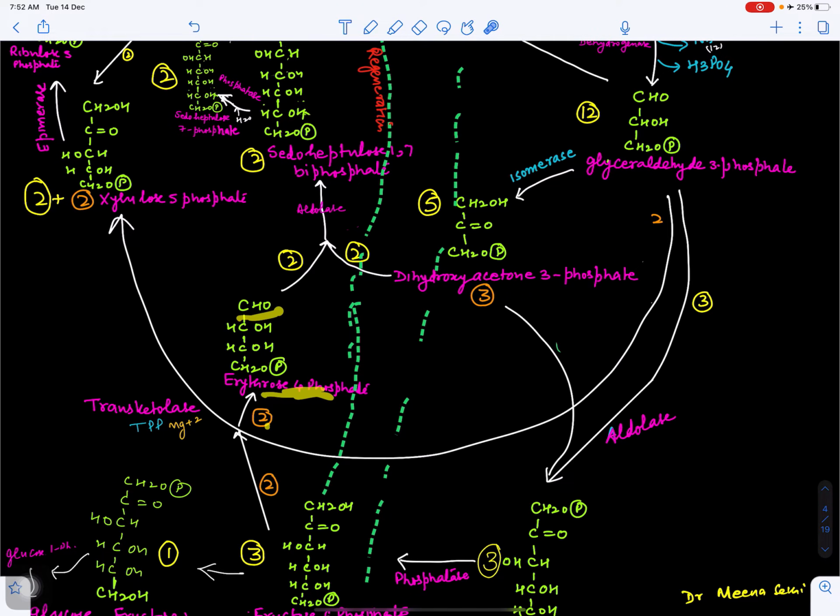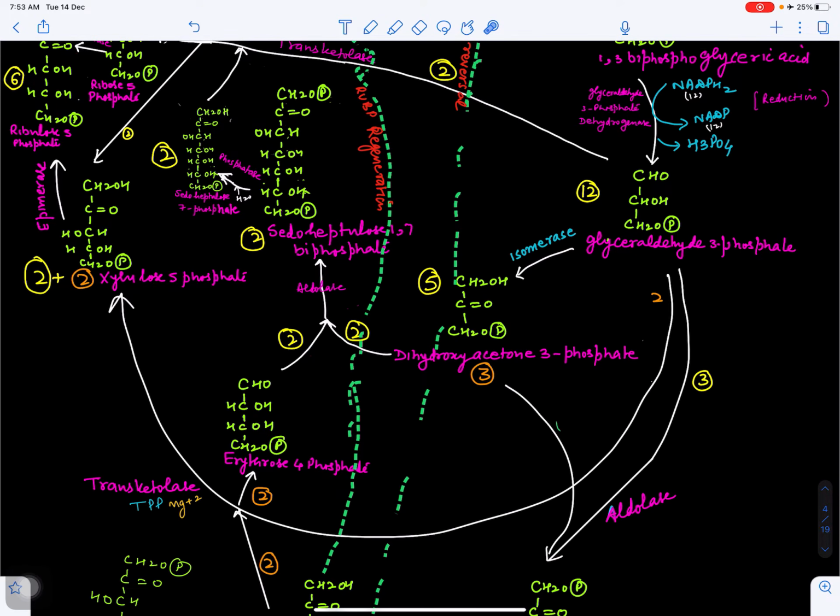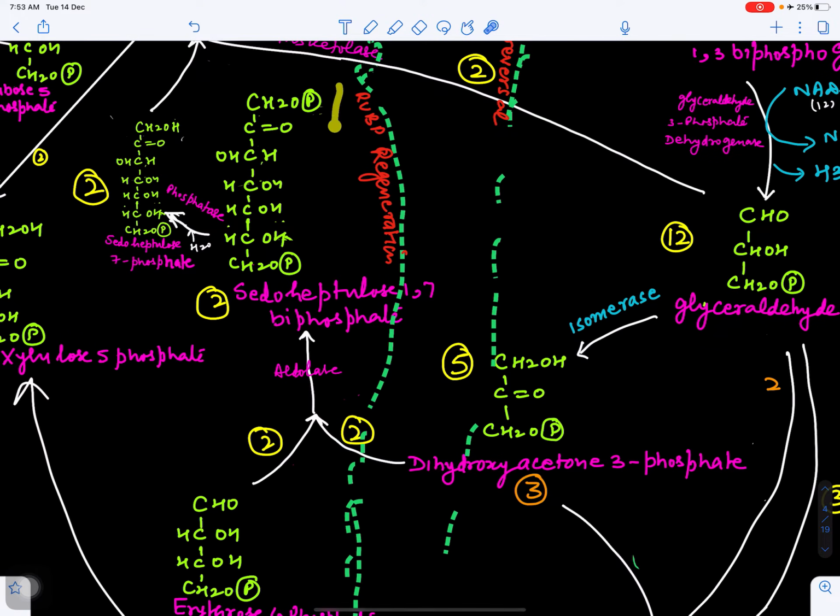Now this will combine here with the molecules of dihydroxyacetone 3 phosphate. So 2 molecules of this and 2 molecules of this, right? Now this is 4 carbon, so this is 1, 2, 3 and 4, and this will combine with 3 carbon, and this will become 7 carbon in length. Now because phosphate will be present at 2 positions, this is called sedoheptulose 1,7 diphosphate. So this will be produced after condensation, and the enzyme required for condensation is aldolase.